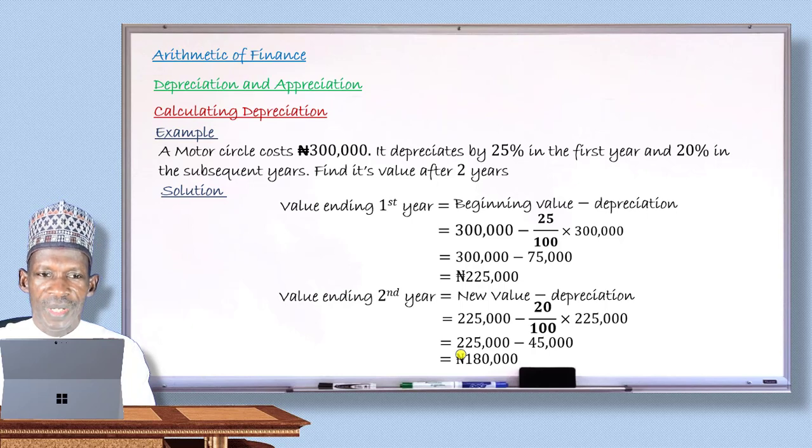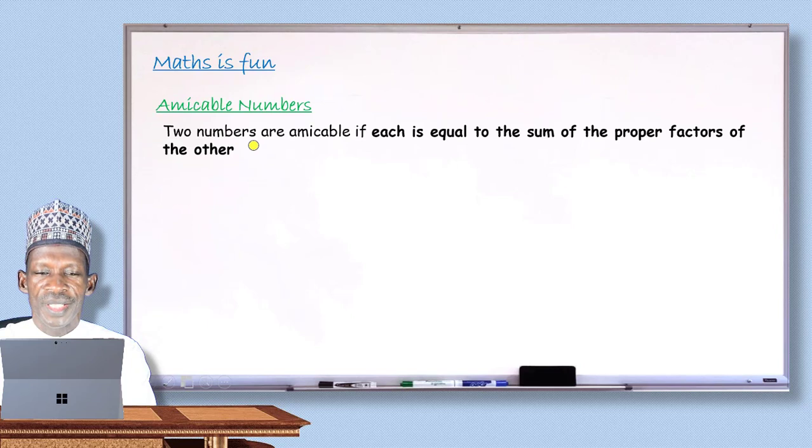Maths is Fun: explain what are amicable numbers. Amicable numbers are two numbers such that the sum of the proper factors of the very first number will give you the second number. And also, if you find the proper factors of the second number and add them, the result will be exactly the same as the first number. So those two numbers are called amicable numbers.